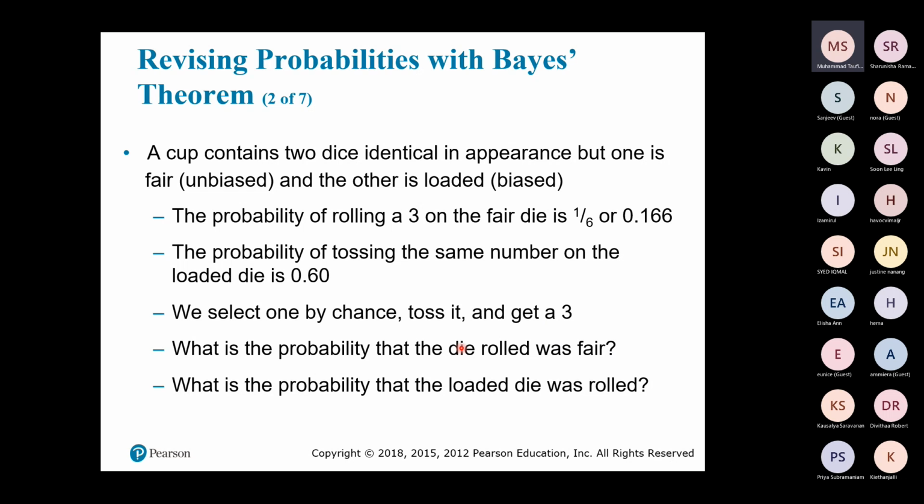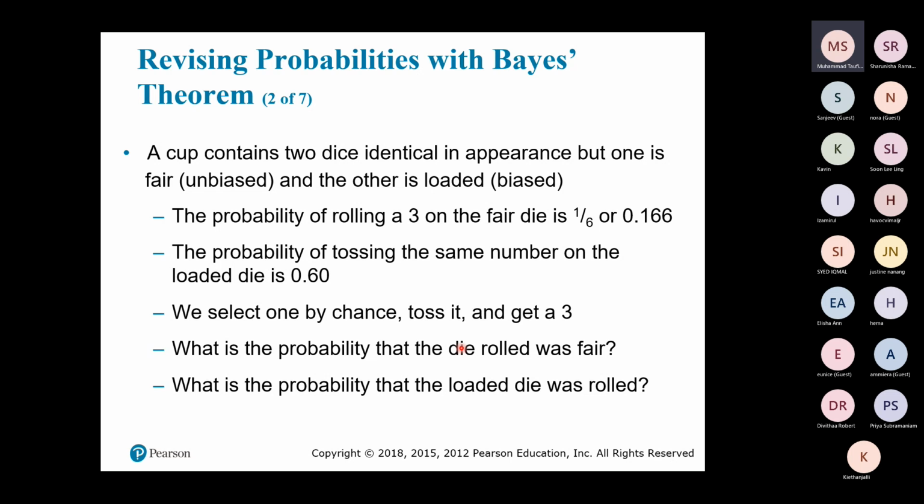A cup contains two dice identical in appearance, but one is fair and the other one is loaded or biased. It means that one die is a fair die, so if you throw the die, the probability of getting any face is similar. The other is biased, or you already changed something in the die so that the probability of getting one face is bigger than other faces. So one is fair and the other one is biased.